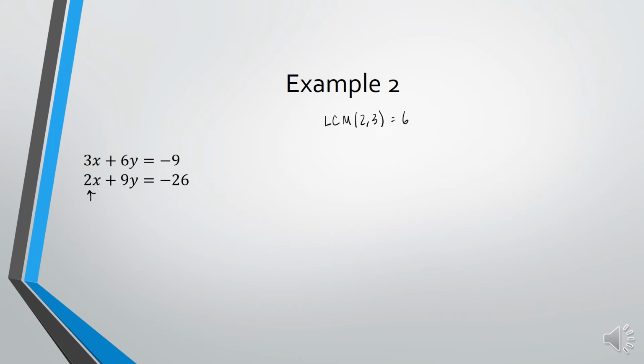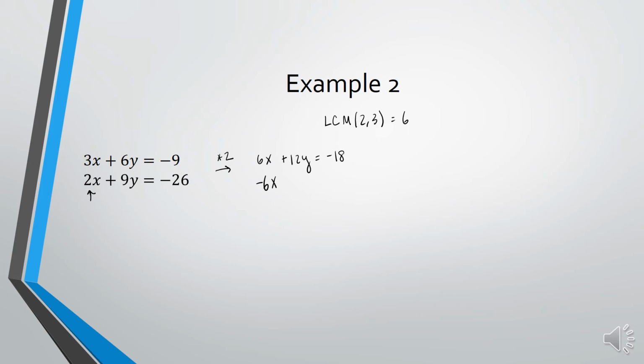So what I want to do is rearrange this so that one of them has a positive 6 as the exponent, and one of them has a negative 6 as the exponent. Not exponent, coefficient. To go from 3 to 6 in this first equation, I need to multiply by 2. So if I multiply the first equation by 2, it'll be 6x plus 12y equals negative 18.